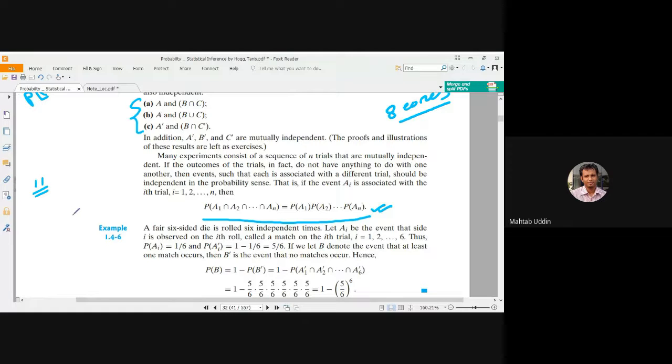Like if we toss a coin n times, always their head and tail are independent. Am I right? Also, if we flip a coin or roll a 6-sided dice, getting 1, 2, 3, 4, 5, 6 are always independent. So they are also mutually independent. Do you agree? Yes, sir. Okay. If you agree, then we can proceed. If you're not, then we need to study once again.